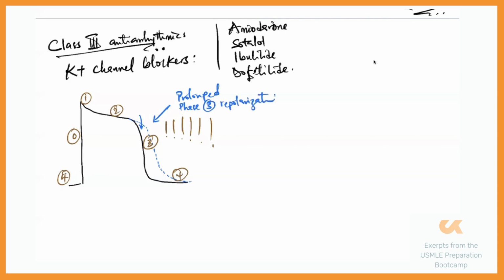Prolonged phase 3 repolarization. If phase 3 repolarization is prolonged, automatically it takes longer time for this action potential to be executed. So we know automatically that class 3 antiarrhythmic medications are going to increase action potential duration. What else is going to happen? The effective refractory period, this length of time, the effective refractory period is also prolonged. One other activity of class 3 medications that you have to know is that they increase QT interval.